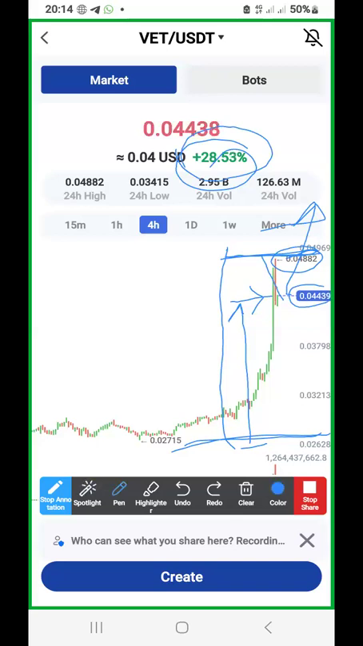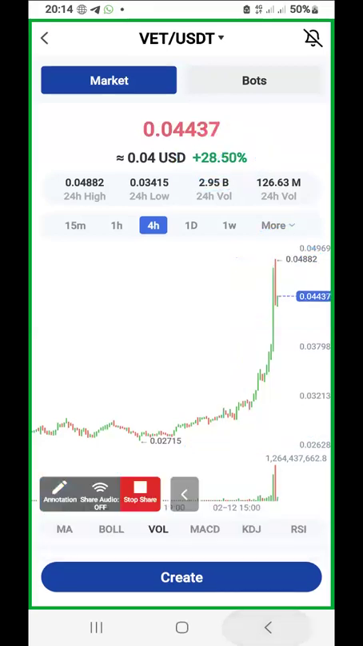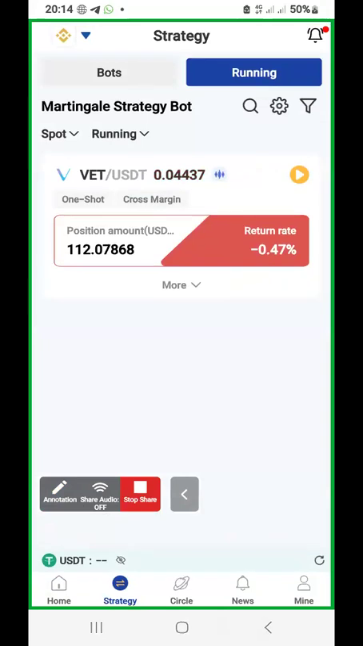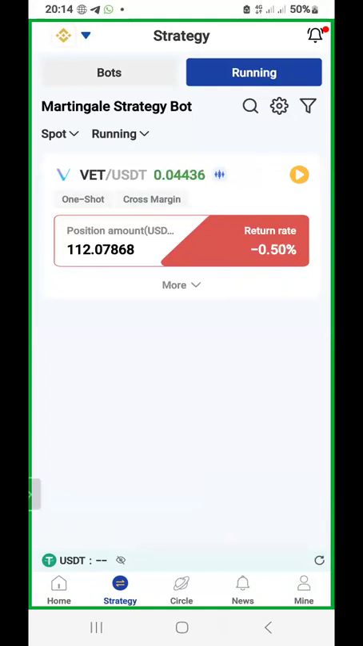Okay. Because I was looking at that one, that one there will be green, but my return rate is in red. What's the connection there? Okay. All right. Thank you very much.